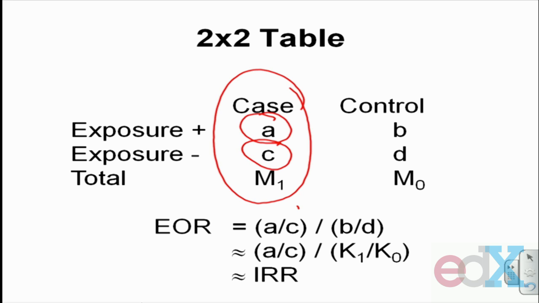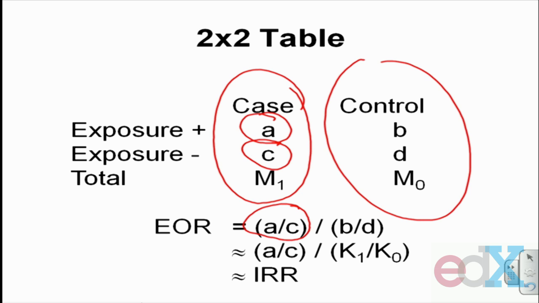You're estimating the odds of exposure among everybody who would have become an outcome in that underlying open cohort study. You'd be selecting some controls, hopefully to reflect the person time that was being contributed in that open cohort study. You'd ask your controls, were you an oral contraceptive user or a non-user? B of them would say yes, D of them would say no.